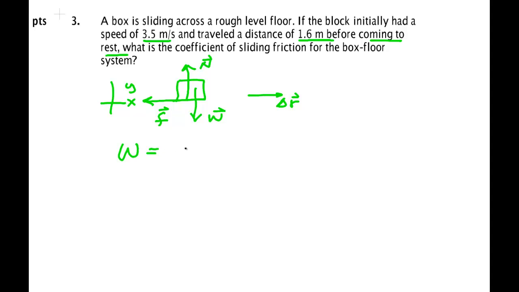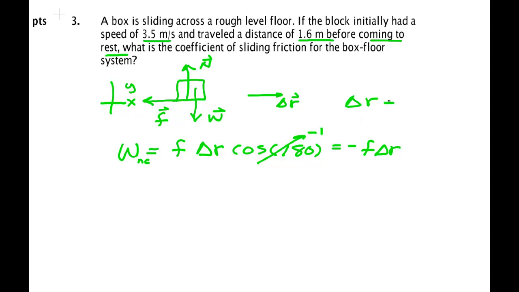The work is equal to the force, in this case the friction, this is the non-conservative, the work by friction, times the displacement, times the cosine of the angle between this vector and that vector, which is 180 degrees. Cosine of 180 is minus 1, so this is minus the friction force times delta R. Delta R, I know from up there, is 1.6 meters. The friction force from previous chapters is the coefficient of static or kinetic friction times the normal force.